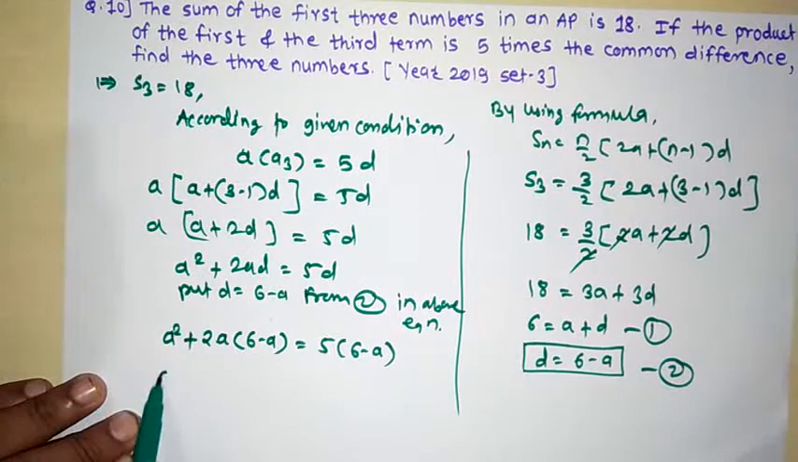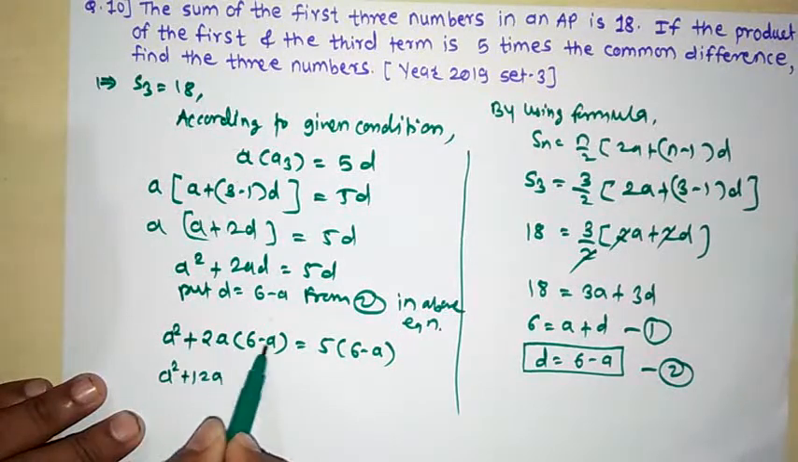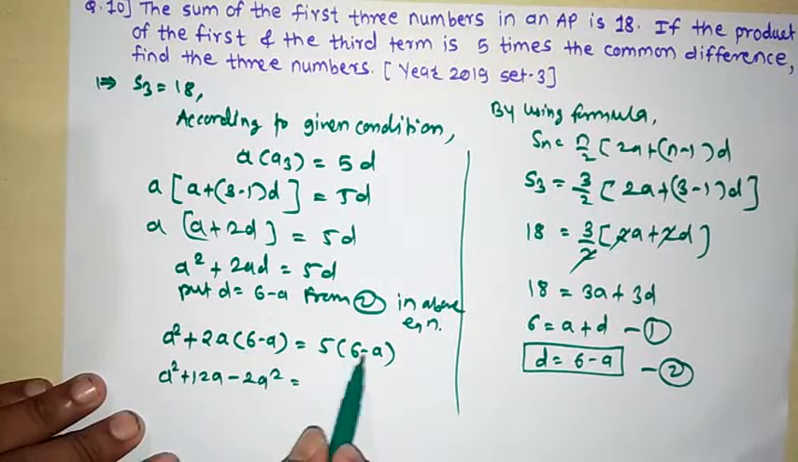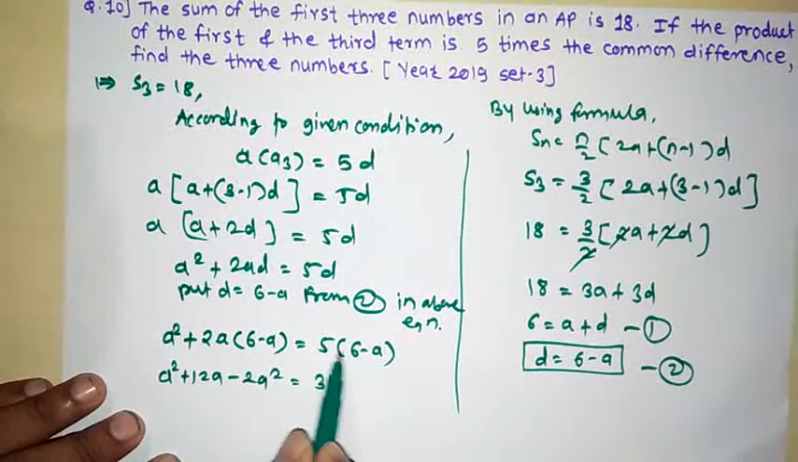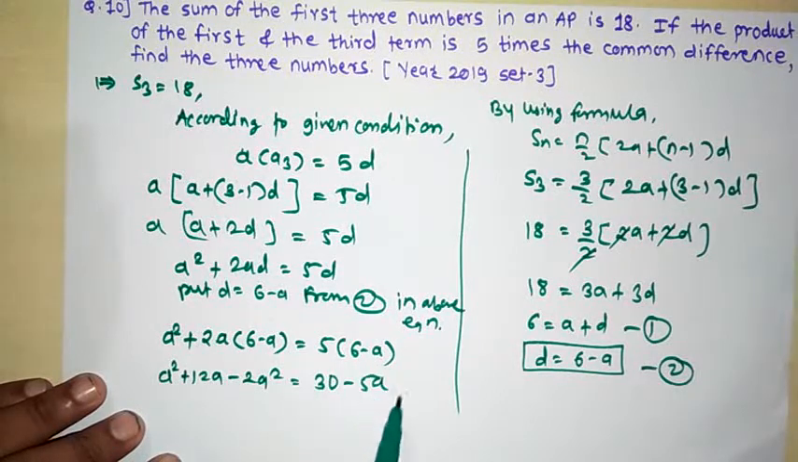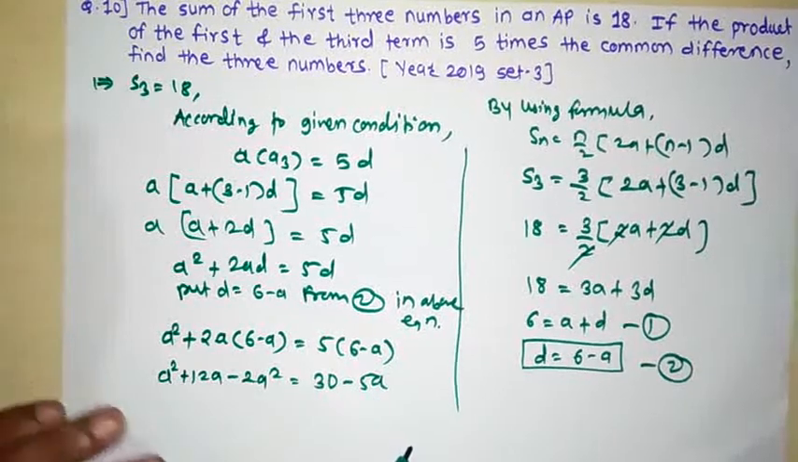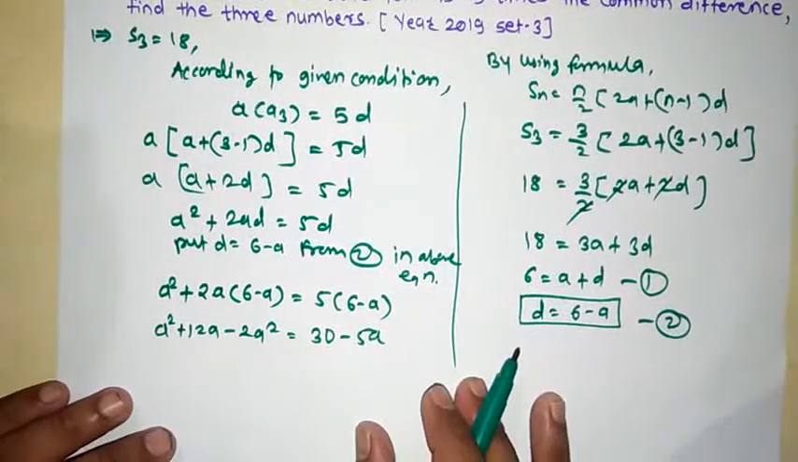Now we will solve it. 2a into 6 is equal to 12a. 2a into minus a is equal to minus 2a square, is equal to 5 into 6, that is 30. 5 into minus a, that is minus 5a. We will move towards next.